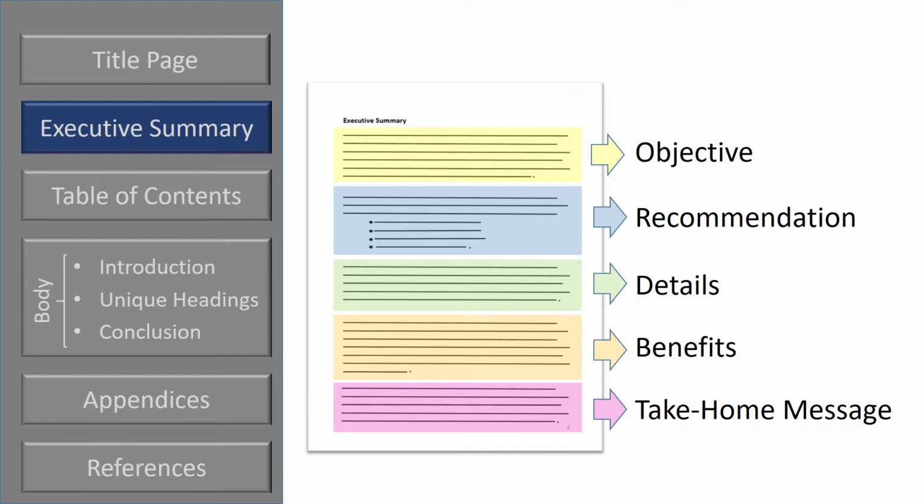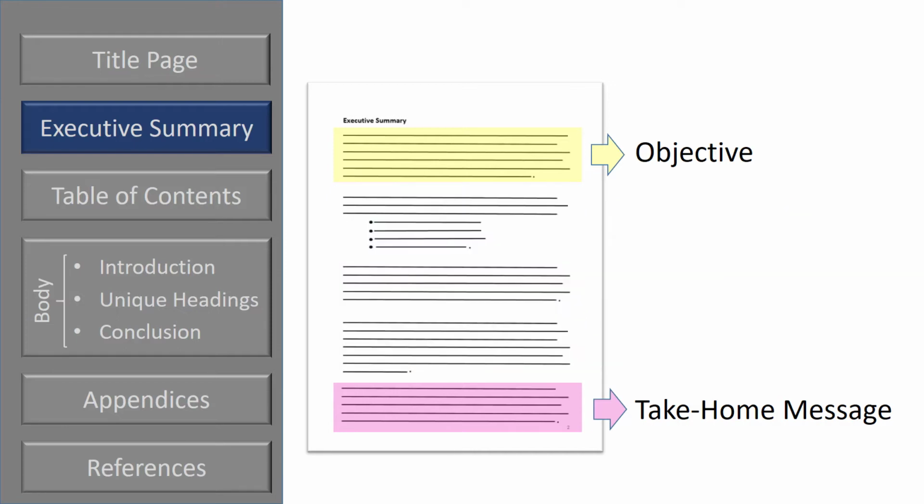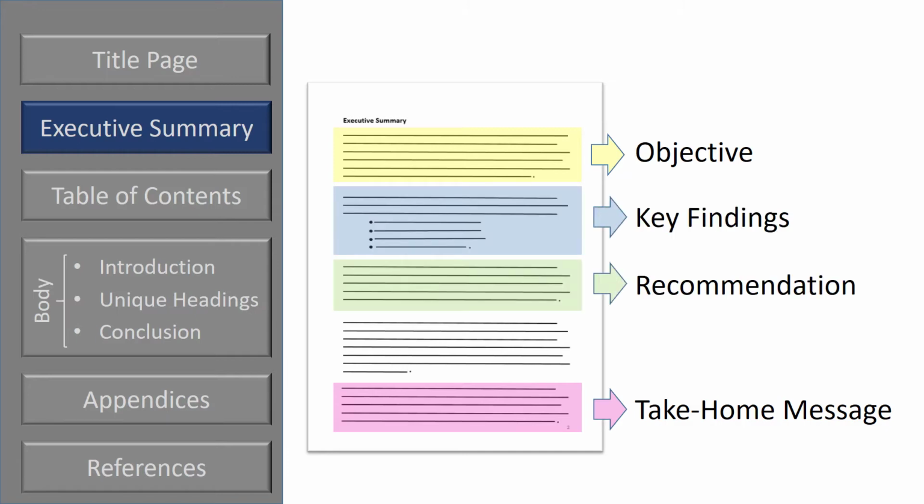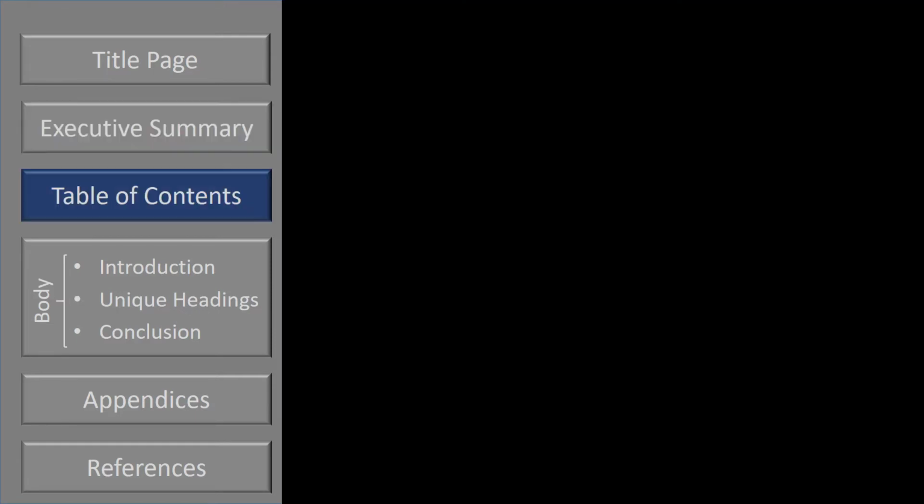The executive summary will look slightly different depending on the topic of the report. However, you should always start with the objective and end with the take-home message. Somewhere in the middle, there should be a clear recommendation. Another common organization I see is objective, key findings, recommendation, benefits, and take-home message.